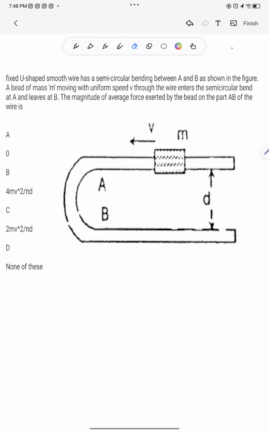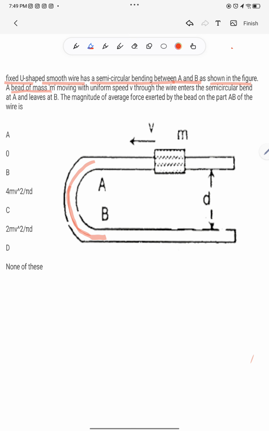The question is saying that a fixed U-shaped smooth wire has a semicircular bending between A and B. Here is the semicircular bending. This portion is basically in the form of a semicircle, right? As shown in the figure.